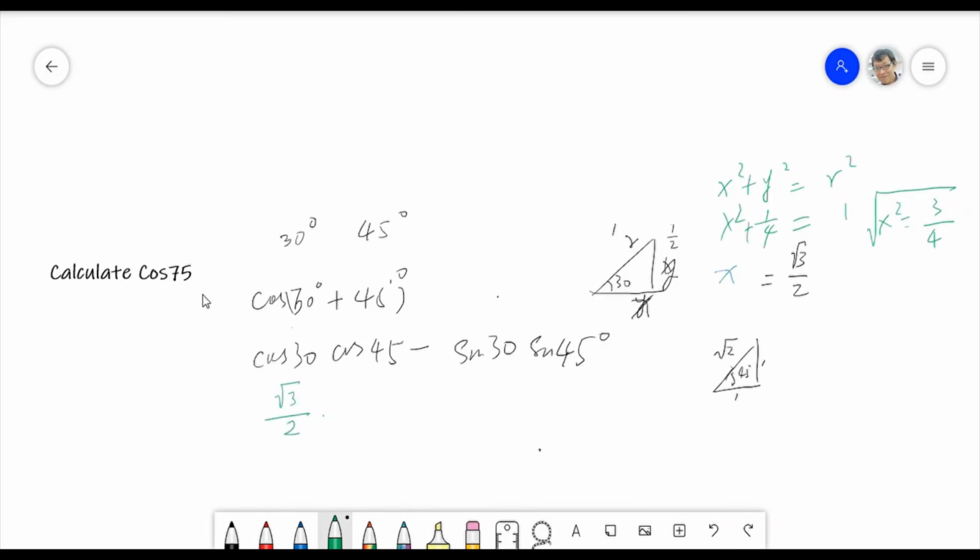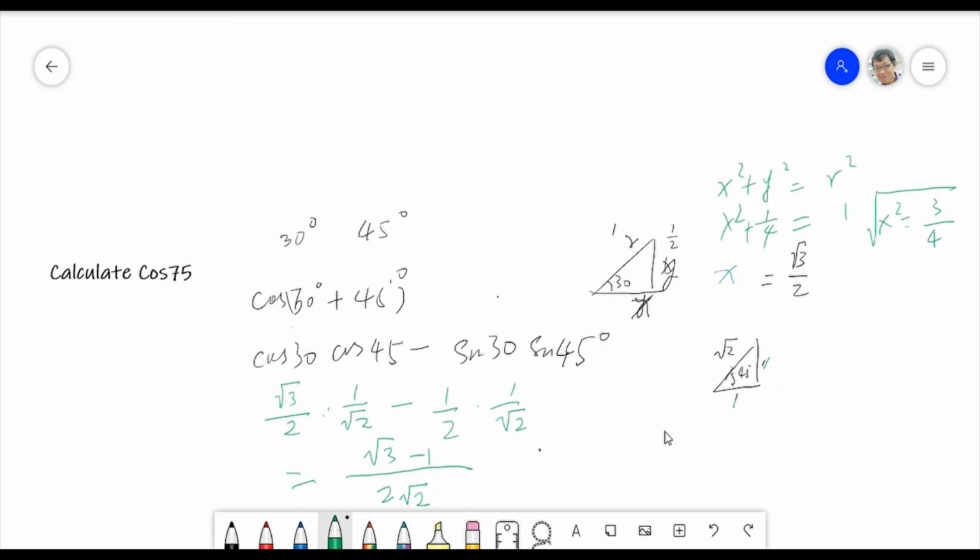How about cosine 45? 45 is also special. Both sides are 1, while r is square root of 2. So cosine 45 equals 1 over square root of 2. Then minus sine 30, which is 1/2, times sine 45, which is also 1 over square root of 2. So the final answer is (square root of 3 minus 1) over 2 times square root of 2. Right? This is the final answer.